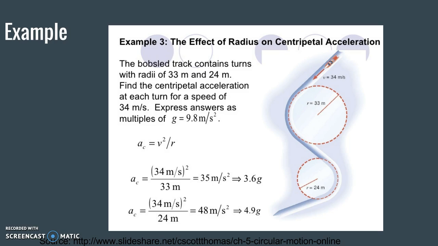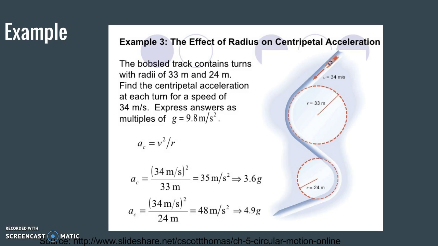We want to find the centripetal acceleration for each of these turns, so we're going to deal with 2 calculations here. In each of these turns, we're moving at a constant 34 meters per second, so we're in uniform circular motion. Our speed is constant. The problem states we want to give our answer in multiples of g, where g is the acceleration due to gravity, 9.8 meters per second squared. Careful: g is not gravity. g is acceleration due to gravity. We'll be precise in our words.